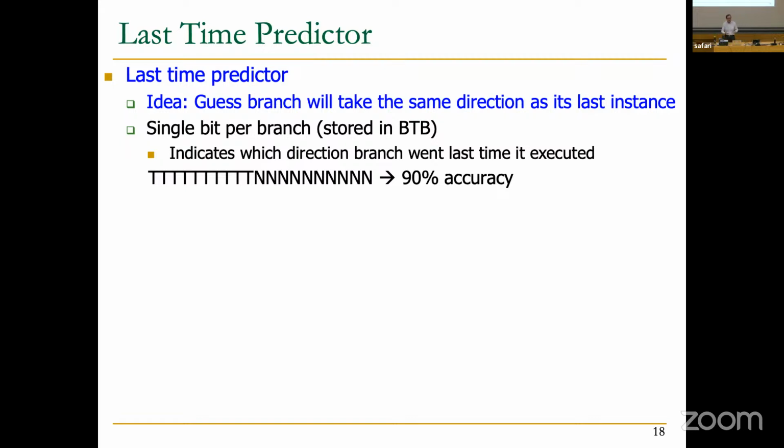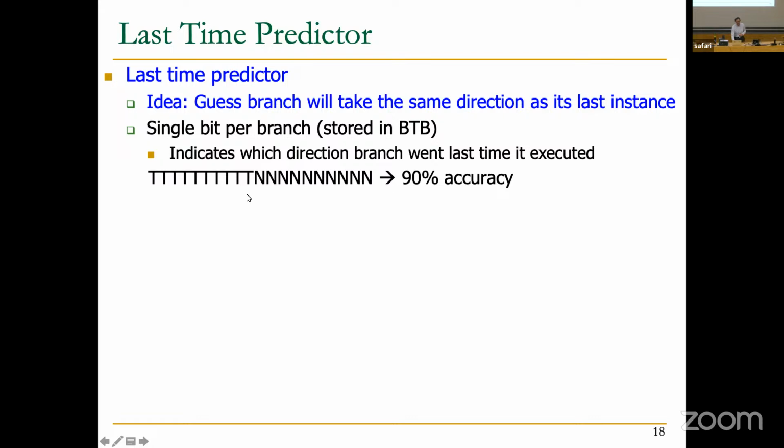Basically, last time, I think you got the idea. Guess that the branch will take the same direction as it took the last instance of execution. Now, this requires a single bit to be recorded per branch. It could be stored in the BTB also, as we will see. And this indicates which direction the branch went last time it was executed. And it works nicely for this pattern, for example. You remember this pattern where the static branch prediction got 50% accuracy. Now we get 90% accuracy.